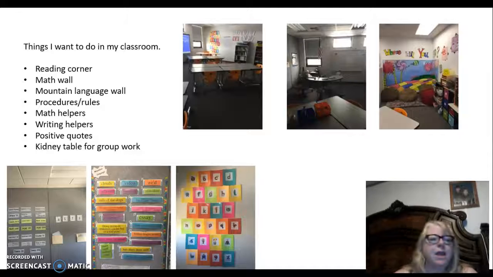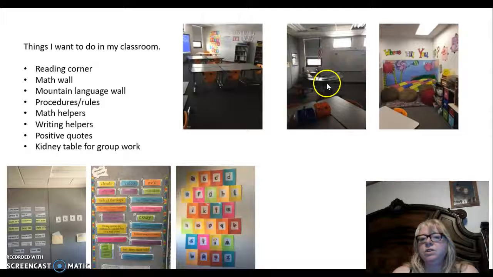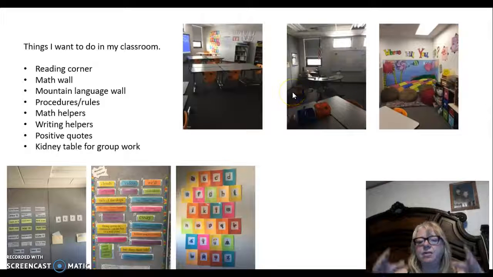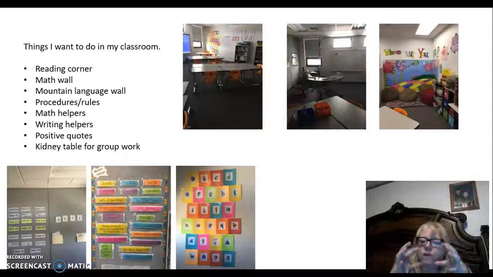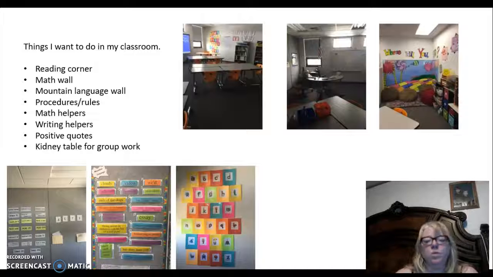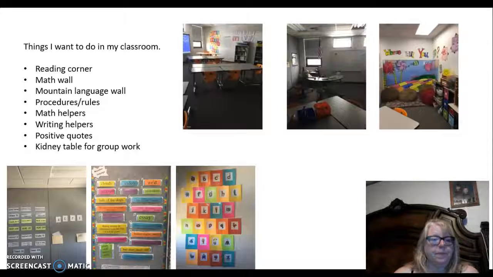A kidney table, work table right here. I love my kidney table. I'm an ELL para right now, so I teach. I have a few students that I'm teaching English to. So we sit at my kidney table, and I love it because you can really focus on a small little group, and you're right there together. And I use my kidney table for my group works, my access times and stuff like that. Wonderful, wonderful table.